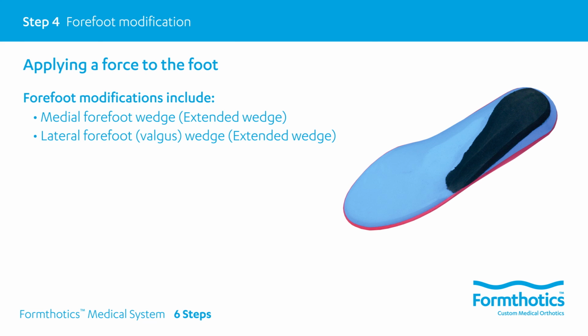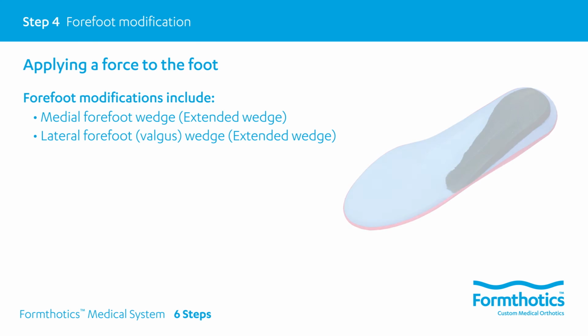Where the forefoot morphologically is everted on the rear foot, that gives the foot a tendency to sit in a supinated, highly arched, rigid position, such as a pes cavus foot. To counteract or balance that foot, a lateral wedge would be added to Formthotics. Improvements in the forefoot stability test can be made with forefoot wedging.